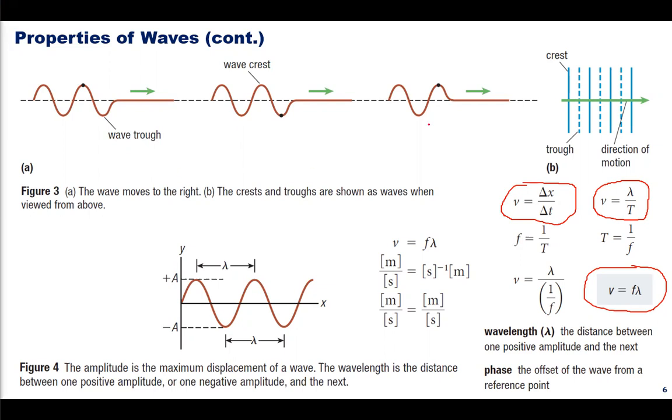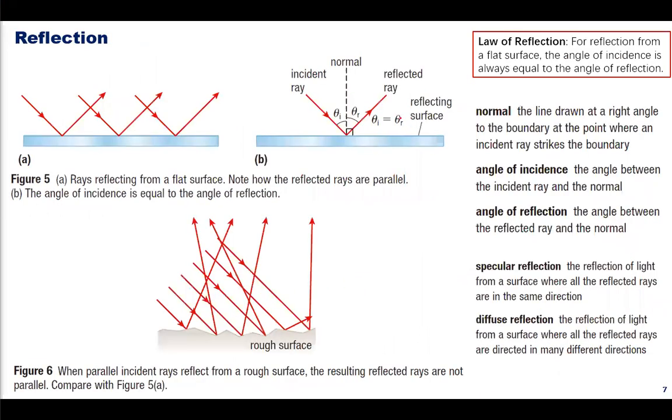Okay, next, let's have a look at a concept called reflection. In many instances, light travels in straight lines. This model, which treats the propagation of light waves as though they move in straight lines, is called ray approximation. So here in figure 5a, it shows a reflection of a light modeled by rays.